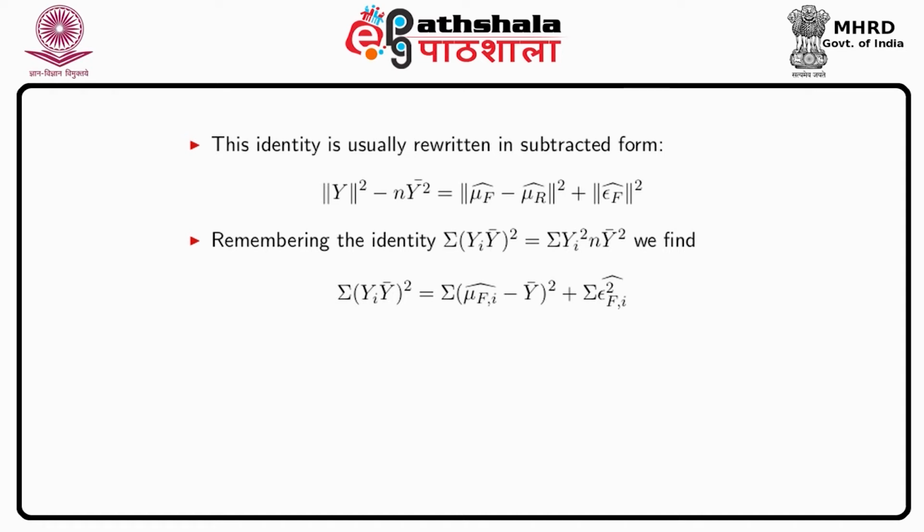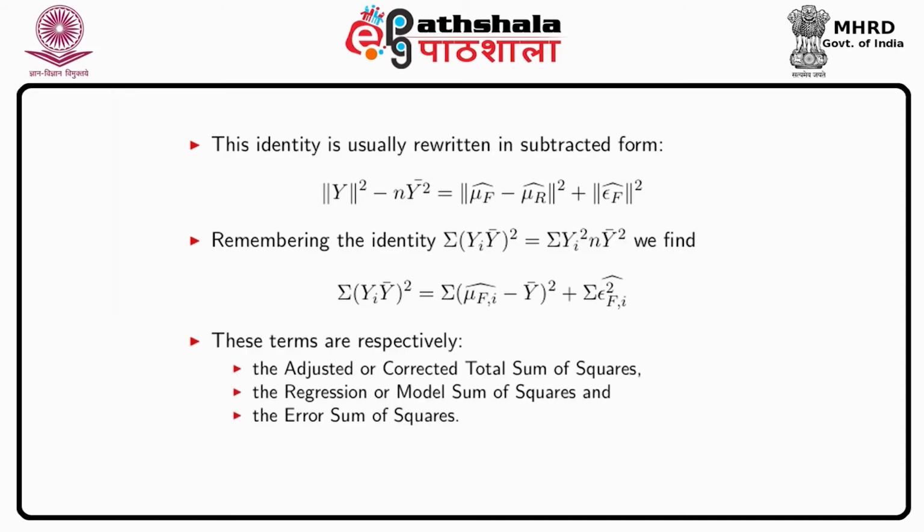So remembering the identity, we find that the summation of yi minus y bar squared equals the summation of mu fi hat minus y bar squared plus the summation of epsilon f hat squared. These terms are respectively called the adjusted or corrected total sum of squares in the ANOVA table, the regression or model sum of squares, and finally the error sum of squares.